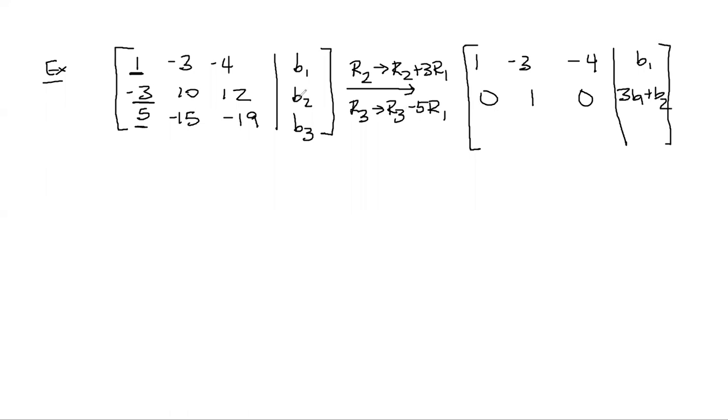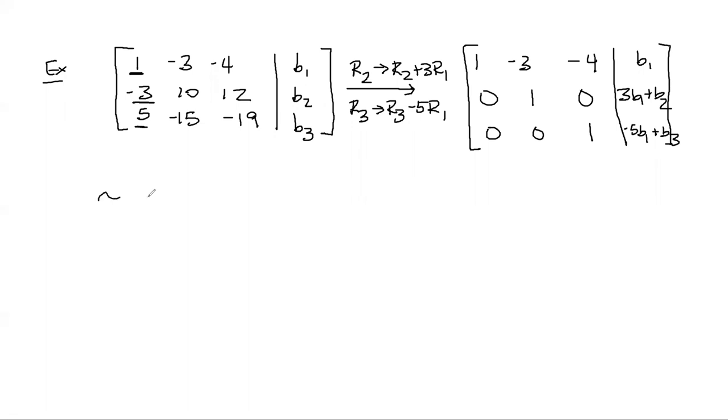Similarly, we've got minus 5 times 1 is minus 5, plus 5 is 0, 0 and 1. And minus 5 times B1 plus B3 is minus 5 times B1 plus B3. Great, so we're carrying along our variables. Even though we don't know what these B1 through B3 are, we're carrying them along with us as we do our row operations. And we can keep doing this to get ourselves into reduced row echelon form.